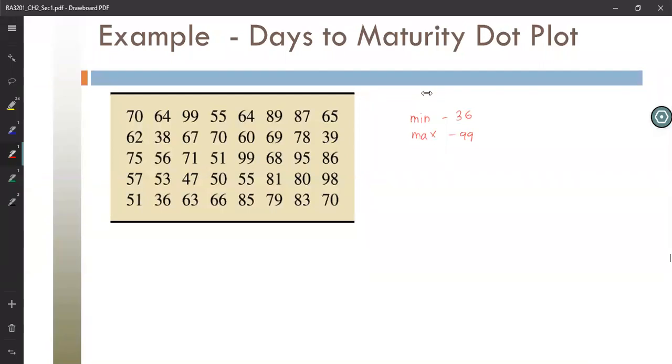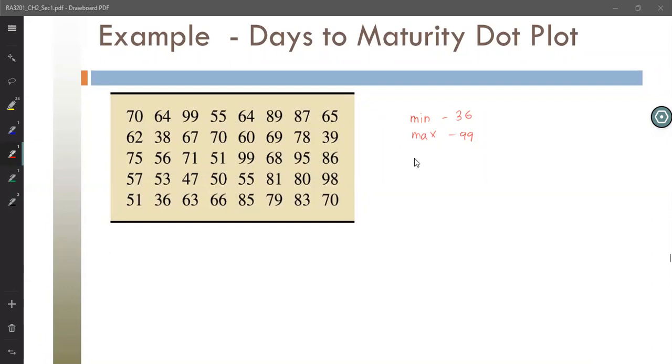Yes, you have a question. Can you draw the dot plot using software if the range of values is large? Yes, of course. You can always use the software to draw the dot plot. Very easily, it will give you the answer. So no need at all to draw it by hand. Nowadays, you can easily draw it using software. So I'm just showing you how to draw it here.